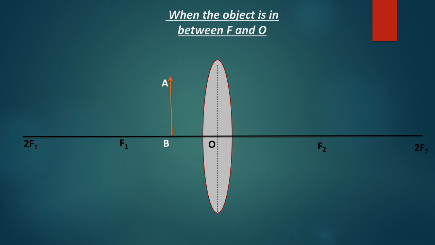We have one more question. You can see the position of the object is given, which is in between F and O. So this is the object, light rays will be incident. This is a convex lens, so light rays will be incident here in the convex lens. We will draw the first and second. You see this is the first principal ray and this is the second principal ray, and these are the refracted rays.